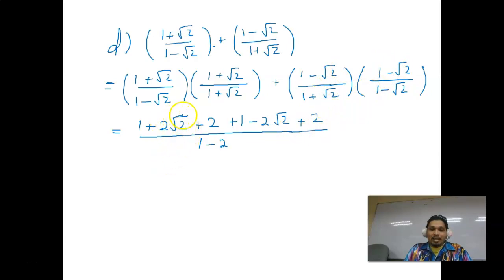Okay, and then look at this one here now. Positive 2 square root of 2, negative 2 square root of 2. So then 1 plus 2 equals 3, plus 1 equals 4, plus 2 equals 6. 1 minus 2 equals negative 1, so the result is negative 6.